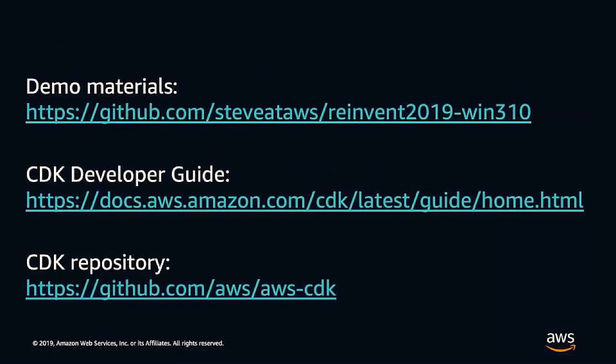The repository is at github.com/steve@aws/reinvent2019-win310. If you're interested, the developer guide for the CDK, which gives you all the documentation, is available in all of the languages that the CDK supports. And then we have the CDK repository, where we build the CDK in open source on GitHub. So if you've got any issues, or things that you'd like us to add, do add them as issues on the repository. And maybe even help contribute. You could build your own constructs there, and you could resolve some of the issues on that GitHub repository as well. We welcome contributions.